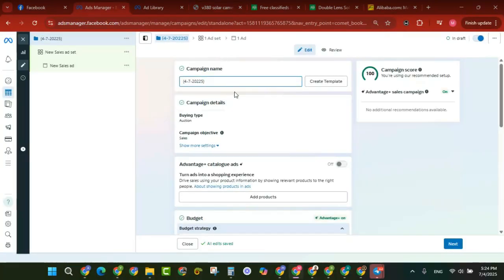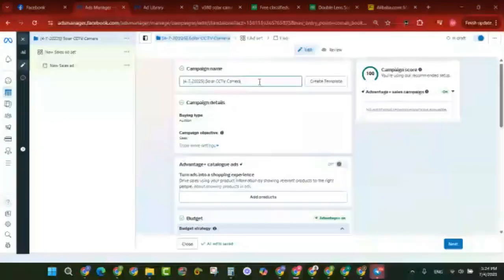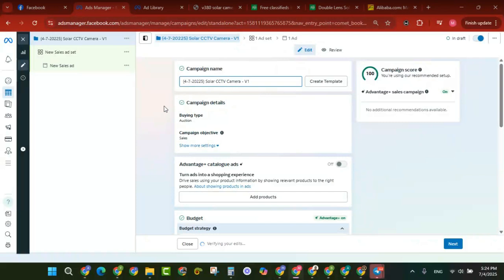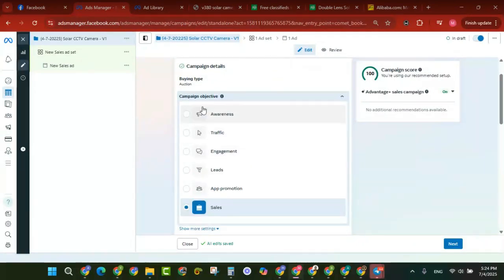We are going to write the name here, solar CCTV camera. Okay. So for me, I usually say version 1 because I know I'm going to have a lot of them. Okay. So when you come here, under this bidding type, just leave it like that. For campaign objective, we chose sales, because if you want to change it, you can change it to other objectives, but it is sales for e-commerce ad.